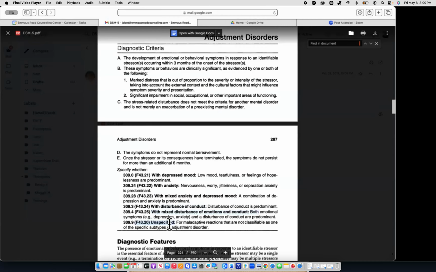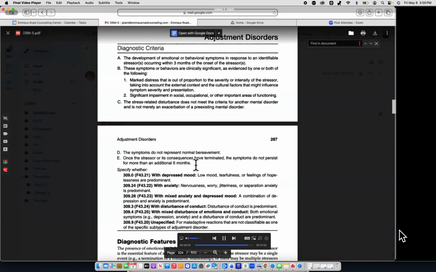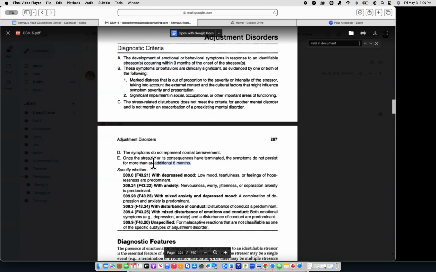They tend to show us through their behaviors or conduct and irritability, with mixed disturbance of emotions and conduct, or there is just unspecified. The one thing to point out here is this: once the stressor or its consequences have terminated, the symptoms do not persist for more than an additional 6 months. The key here is occurring within 3 months of the stressor and does not persist for more than 6 months.